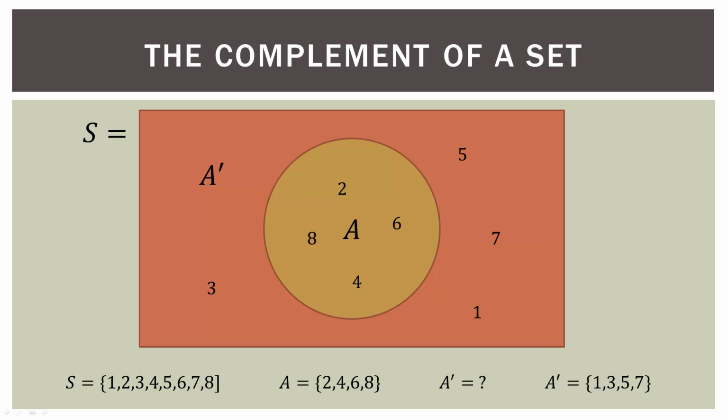So that's just, again, the idea of the complement of a set. So whatever is in A is in there, of course, but there are still things outside of it in the universal set, so they are not in A.